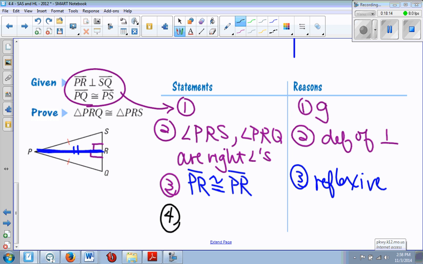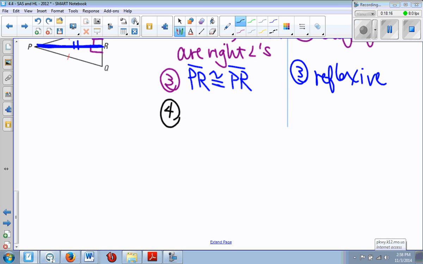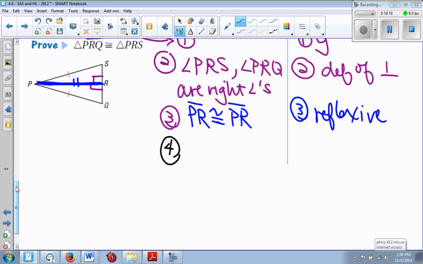Number 1, it requires that I have right triangles. Number 2, it requires that I have the hypotenuse of each triangle marked, which I do. PS and PQ are the hypotenuse of each triangle. It also requires that I have one of the legs marked in each triangle, which again I do. PR is a leg in each triangle.